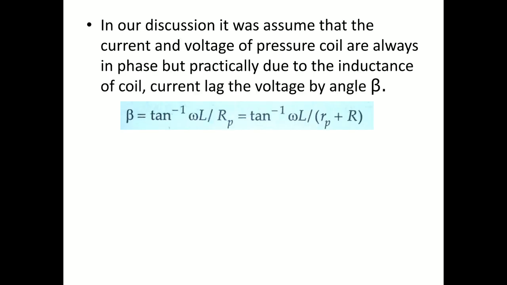Now from the knowledge of network theory, we can write that beta, which is the phase angle of pressure coil, is equal to tan inverse of the imaginary part, or you can say inductor reactance, to the real part, that is nothing but the resistance of that particular coil.